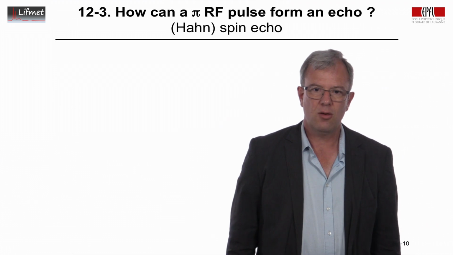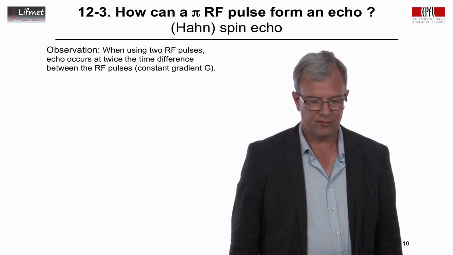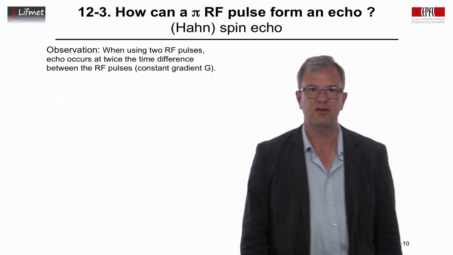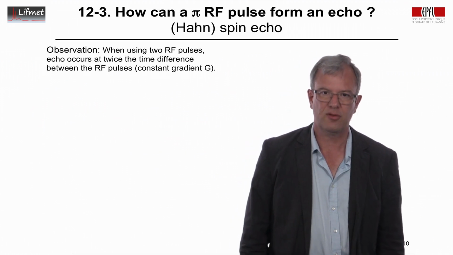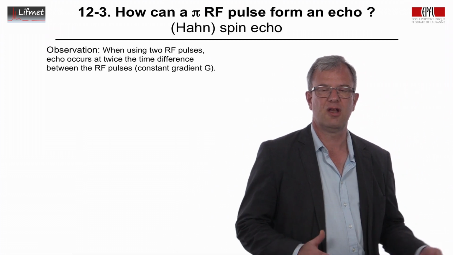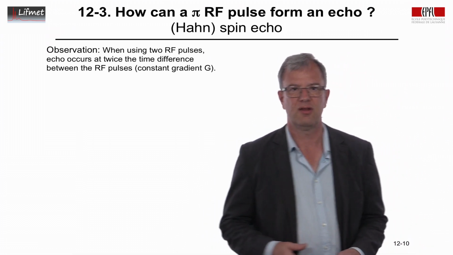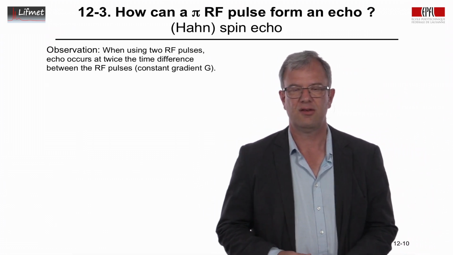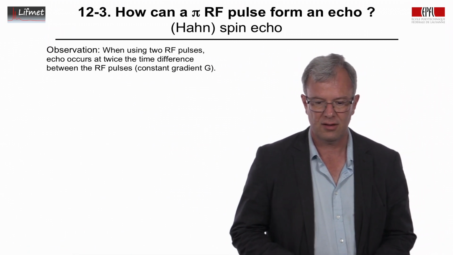Okay, so spin echo, and this is actually a consequence of using 2 RF pulses. Erwin Hahn observed this in the early 50s, that when using 2 RF pulses, there is an echo observed at twice the time difference, and this happens in the presence of a constant gradient.